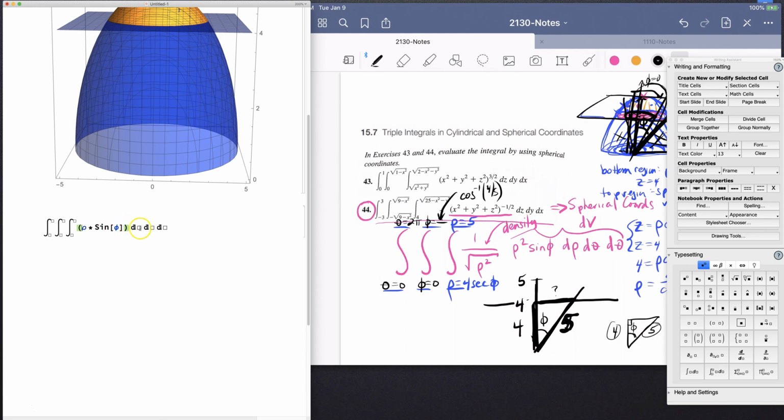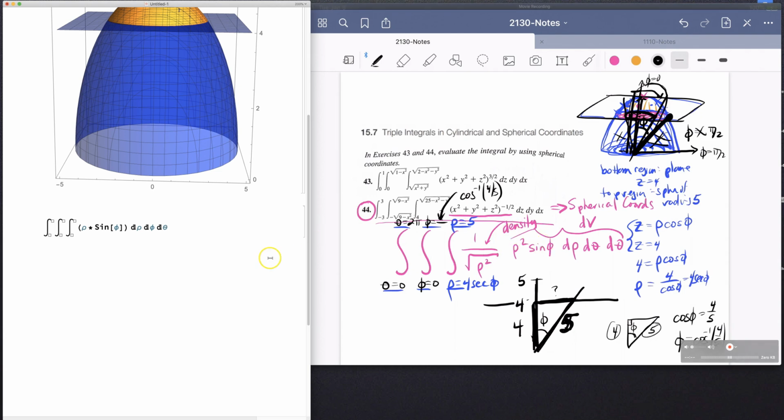Typing here is a problem for me today. Let's see. We want to integrate rho, then phi is our order of integration, and then we want tab to go to theta. All right, so there's our function that was pretty straightforward to come up with. We did that very early in the problem.